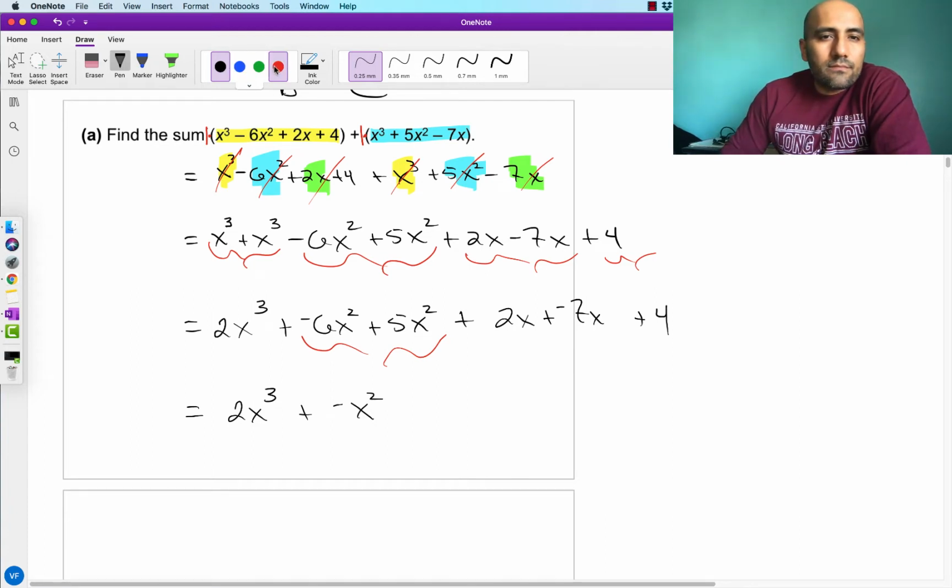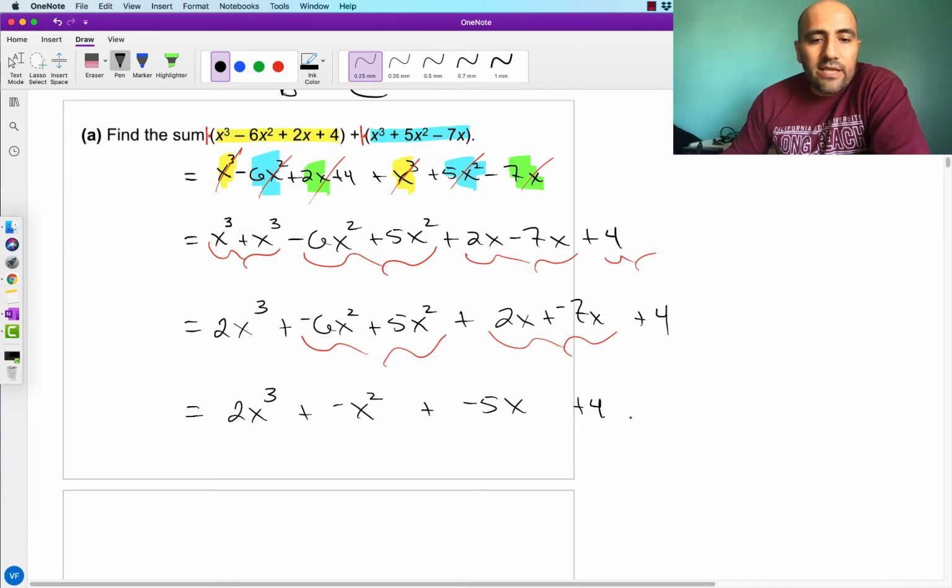And then these two combine, I have a positive 2 plus a negative 7. That gives me a negative 5. So plus negative 5x plus 4. Somebody wanted to play with that 4, we can just attach it at the end there. And then finally we can convert this back again to have 2x cubed minus x squared minus 5x plus 4.